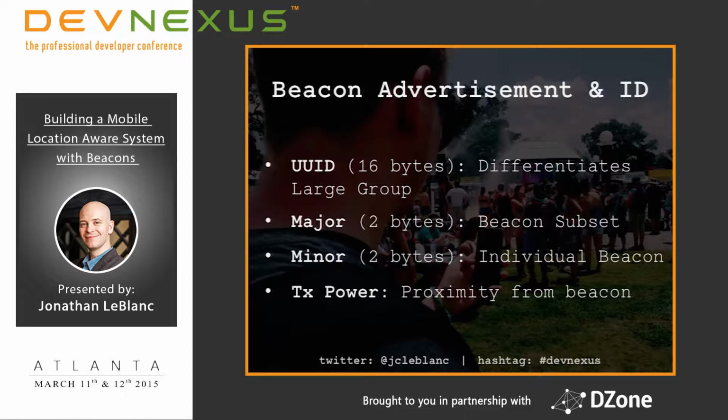The best way of thinking about the major and the minor is, let's say they're deployed at a department store. You have 3 deployed in the shoe department, 3 deployed in the women's clothing department. The major for the 3 beacons in the shoe department would be 0, and for the 3 in the clothing department, 1. Then the minor, each beacon underneath that major, would be 0, 1, 2, then 0, 1, 2. So you differentiate them like that. You can differentiate them however you want on a major and minor to make up a unique identifier.